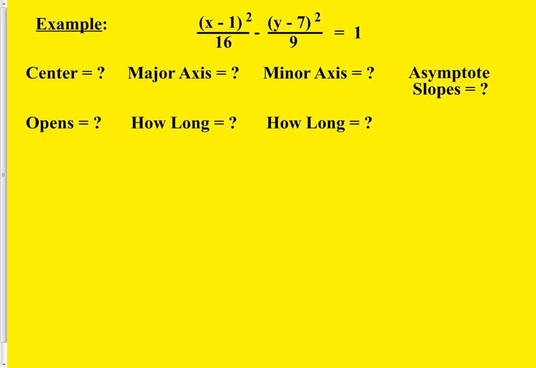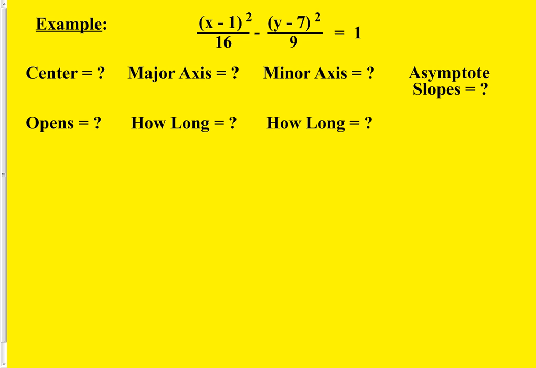We're going to need to know where the center of the hyperbola is. Obviously, that's going to be important. We're going to need to know which direction the hyperbola opens, whether it's horizontal or vertical. Obviously, that's going to be important, or we will definitely misgraph our hyperbola. We're going to need to know which axis is major and which is minor, and we will need to know both of those lengths.